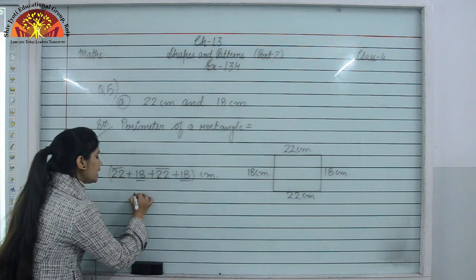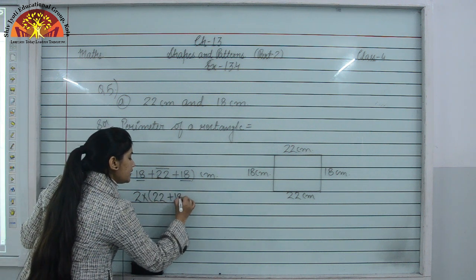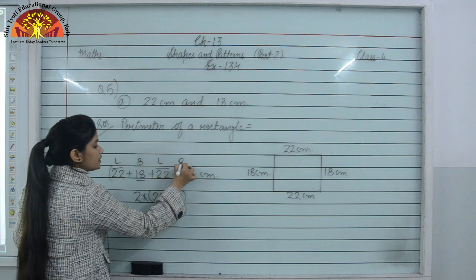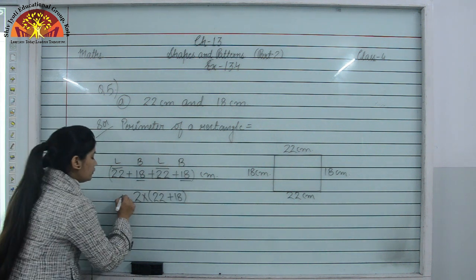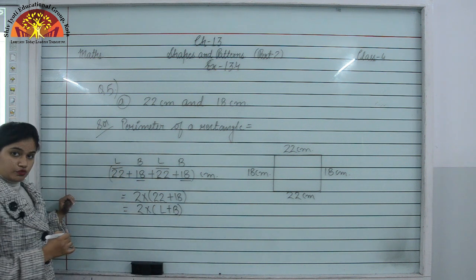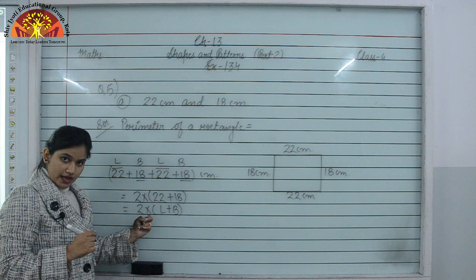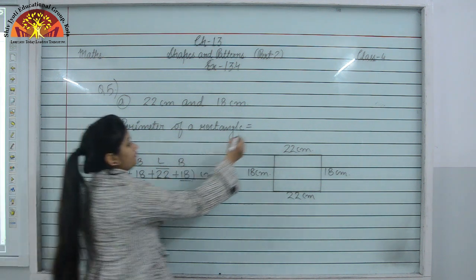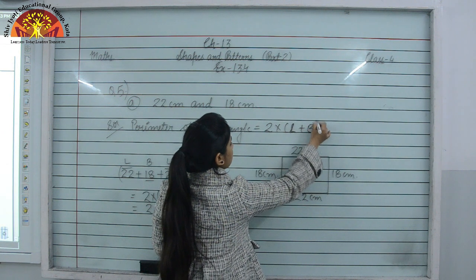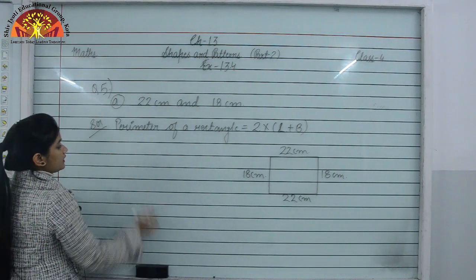Okay, so what we can do here, I can write like this also, 2 multiplied by 22 plus 18. I can write like this, because length is coming 2 times and breadth is also coming 2 times. So what will be the formula coming here? The formula will be 2 multiplied by length plus breadth. It means whenever we are finding the perimeter of a rectangle, the formula will be 2 multiplied by length plus breadth. Okay. And length and breadth are given in the question, 22 centimeter and 18 centimeter.